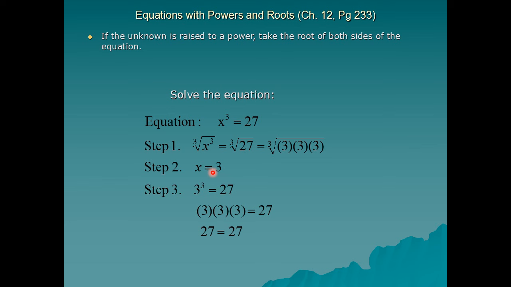Because cubic root means what? You have to find a number which is multiplied by itself 3 times to get that number, meaning the 27. That is actually 3, right? 3 times 3 times 3. So you can verify that. We verified the answer in step 3.